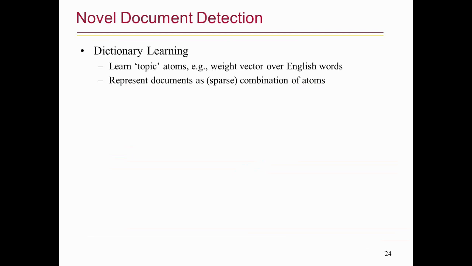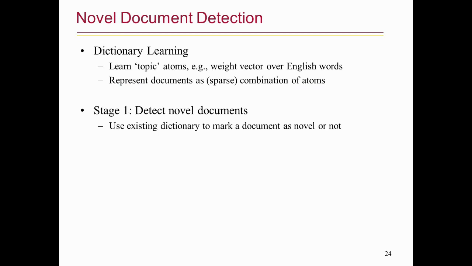A popular approach is using dictionary learning. So what you do in dictionary learning is that you essentially learn topics that are active. These are what we call topic atoms. These are weight vectors over English words, showing which things are getting discussed and so on, and any new document or tweet gets represented as a sparse combination of the atoms. A few of these topics, a combination of sports and politics or something like that, discussion about some other things.